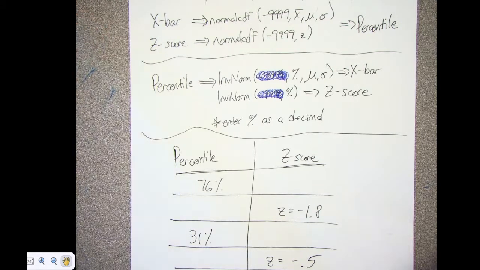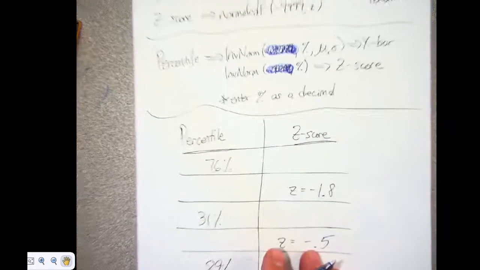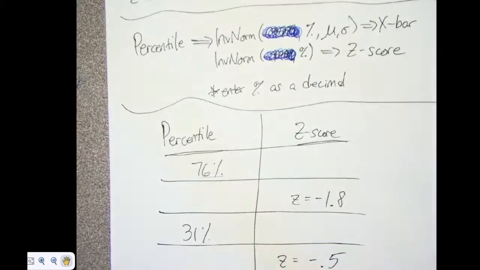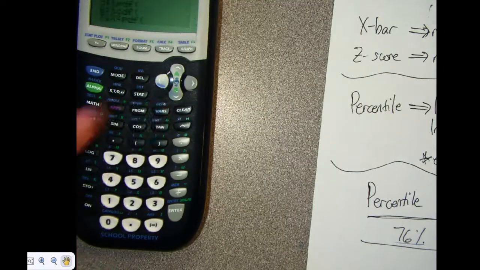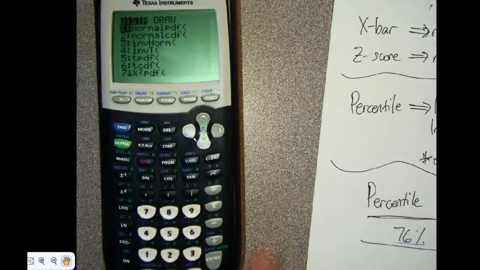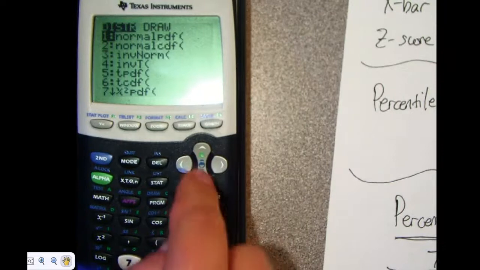So let's do this first one here. If I give you the 76th percentile and ask for the z-score, should the z-score be positive or negative? Positive, because 76% means we're above the mean somewhere, right? So you go second distribution, it's right below normal CDF. Inverse norm.